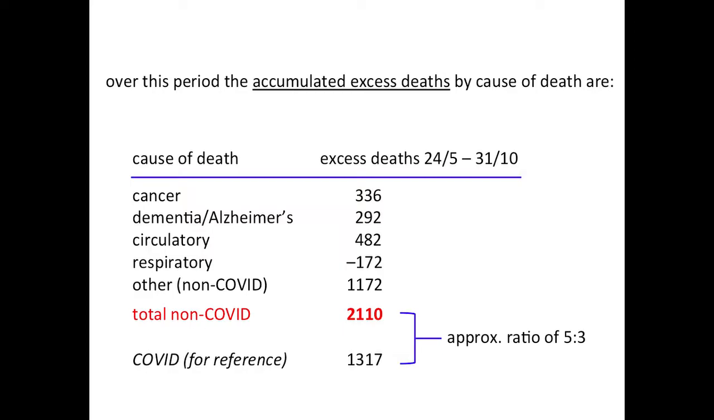And that's something, of course, that's just a hypothesis. I don't have any proof of that at the moment, and that's really the purpose of this study, to try and narrow down what might be causing this trend. And to put this number into perspective, the number of COVID deaths in the same period is 1,300, and so the excess non-COVID deaths exceed the COVID deaths in a ratio of about 5 to 3.